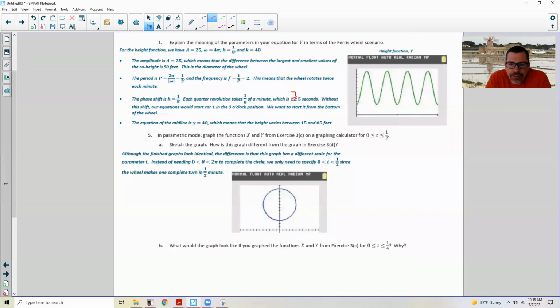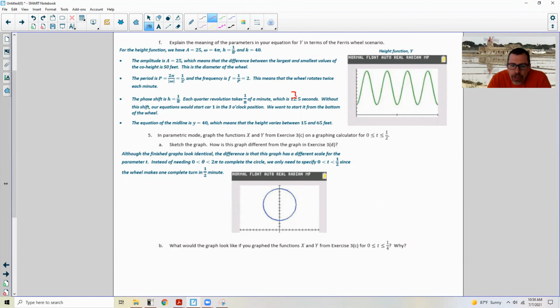Okay, so after graphing that in parametric mode, it says, although the finished graphs look identical, the difference is that the graph has a different scale for the parameter t. So the line across the bottom is no longer x, it is t, and instead of going to 2 pi, it's going from 0 to 1/2. So instead of needing 0 to 2 pi for theta to complete the circle, we only need to specify a time from 0 to 1/2, since the wheel makes one complete turn in 1/2 of a minute.